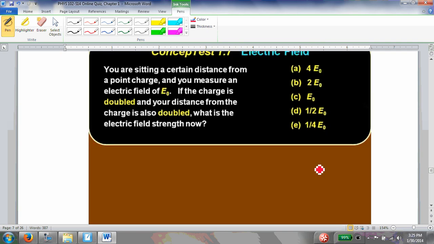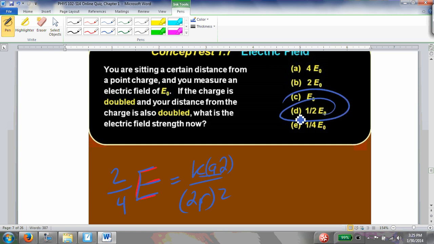You're sitting at a certain distance from a point charge. You measure an electric field. If the charge is doubled and your distance from the charge is also doubled, what is the electric field strength now? Well, E is equal to kQ over r squared. So what I'm doing is I'm doubling Q and I'm doubling r. So over here, that gives me a 4 in the denominator and a 2 there. So I get 1/2 of the original electric field strength.